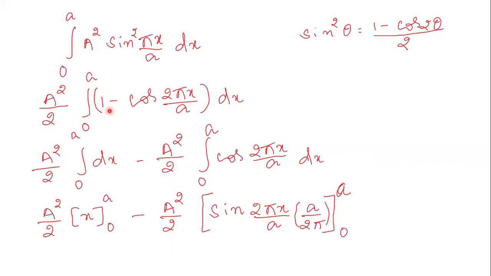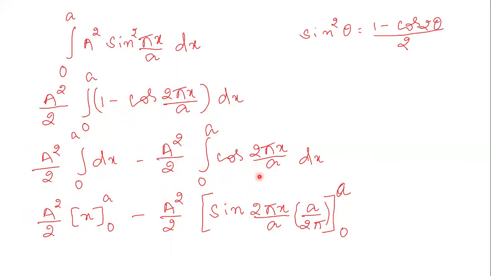So we are now left with 1 minus cos 2 theta, with everything x by a taken as theta, dx. Then we should integrate separately this term and this term: A square by 2 integration of dx minus A square by 2 integration of cos 2 pi x by a dx. So when you integrate this one, A square by 2 is written as such, then integrating dx we get x, and the limits are 0 to a, minus A square by 2, and now we are integrating the cos 2 pi x by a dx.